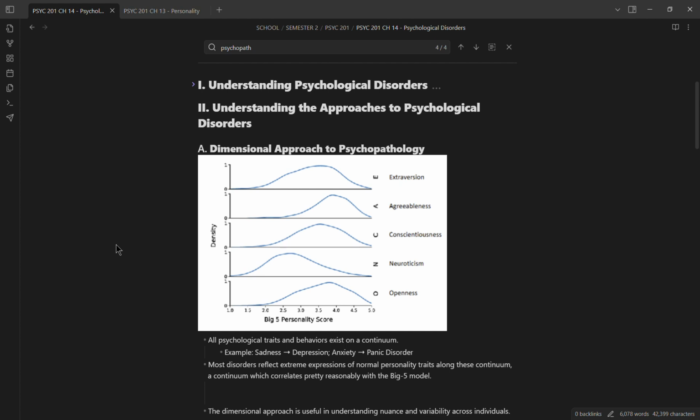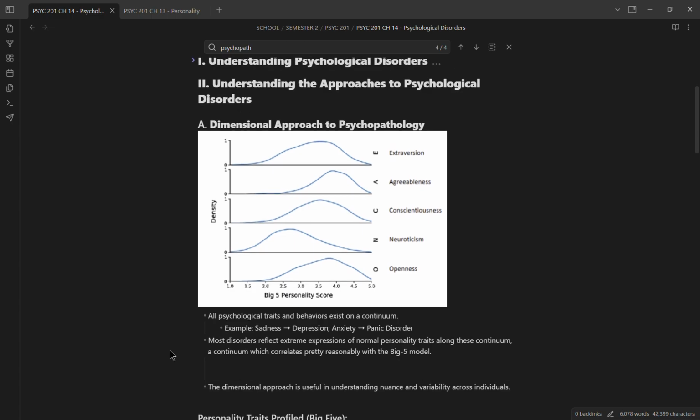So as we see here, we're looking at things like openness, extroversion, agreeableness, conscientiousness, and neuroticism. Those Big Five traits and the score along that continuum, right? A dimensional approach typically is useful in understanding nuance and variability across individuals, specifically when we're looking at the extreme nature of some of these personality traits.